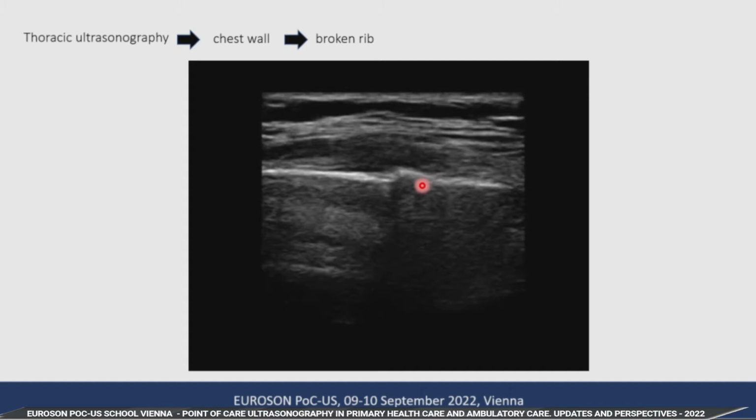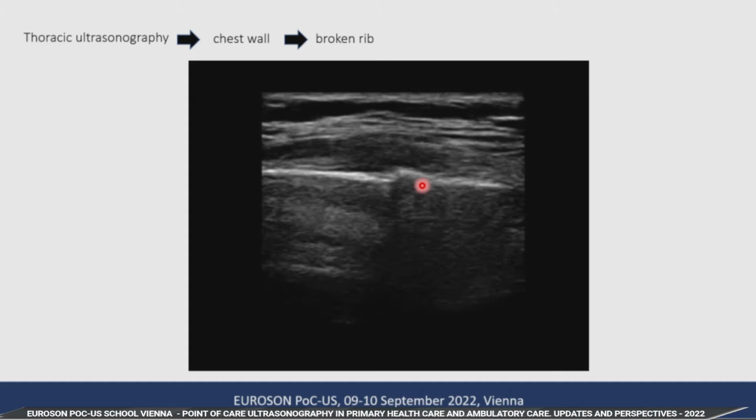So what are you going to do next? You are going a little bit deeper with your linear transducer. You want to see if there is, for example, pneumothorax, if there are any signs of this trauma more inside in the chest, which we're gonna continue in a minute.